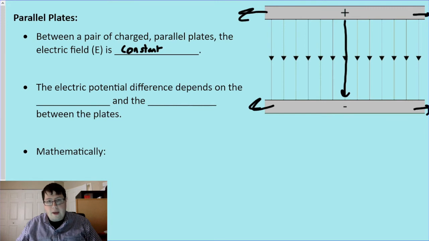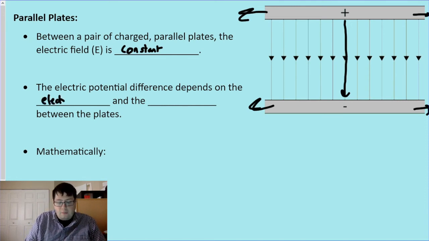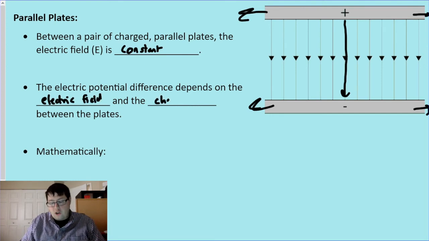Now, when you're going to make a parallel plate device, whether it's a capacitor or something else you're going to use, that electrical potential difference between the plates, which represents how much energy you can get out of a charge, depends on two things. It depends on the electric field, and it depends on the charge that you're moving between the plates.